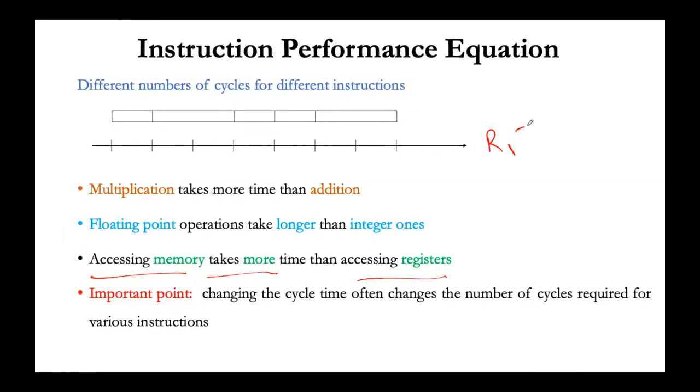I just showed the example: R1 equals R2 plus R3 takes 1 cycle, suppose, and if R1 equals R2 plus the memory operand at R3, it takes more time, because here we are accessing the memory. So the important point is, changing the clock time often changes the number of cycles required for various instructions.